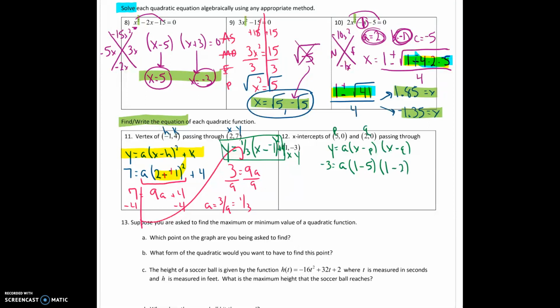And now I'm just going to start cleaning this up. So first I'm going to go to these parentheses, and 1 minus 5 is negative 4. And then I go to the other parentheses, and 1 minus 2 is negative 1. And these are multiplying in the parentheses, and then I still have the a, which is multiplying to this, and I still have the negative 3. And now when I just clean this side up, I get negative 3 equals 4a. And now to get a by itself, I'll just divide by 4. And so a is negative 3/4.